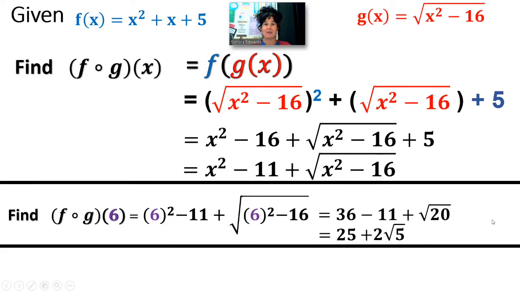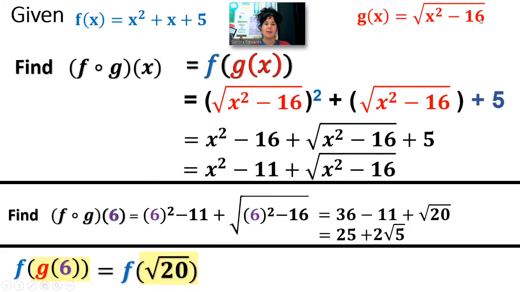But if I didn't have the equation, if I hadn't already found the f composition g of x equation, we could instead think of it, the f composition g of 6, using this notation, and then do what's inside parentheses first. So I want to evaluate g at 6. So I go up to the g function and I replace the x with 6. And if you do that, you're going to have 6 squared minus 16. And then we get the square root of 20.